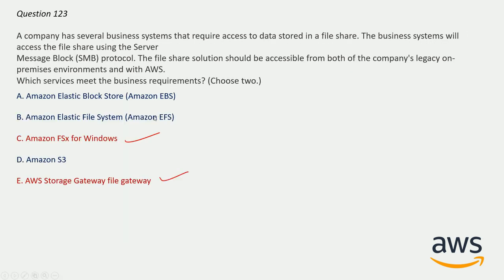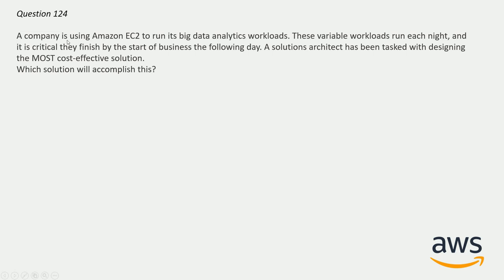And now question number 124. A company is using Amazon EC2 to run its big data analytics workload. These variable workloads run each night, and it is critical they finish by the start of business the following day. A solution architect has been tasked with designing the most cost-effective solution. Which solution will accomplish this? And here are the options. And the correct answer here is option A, Spot Fleet.